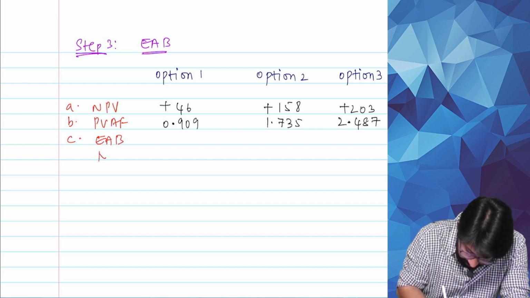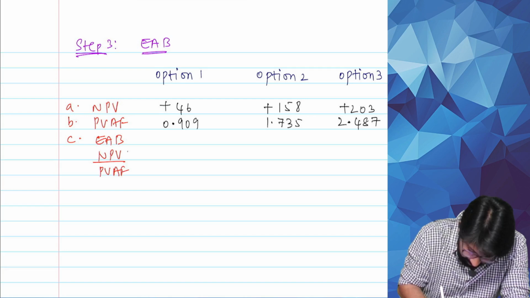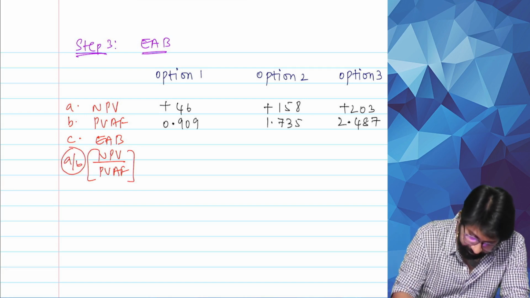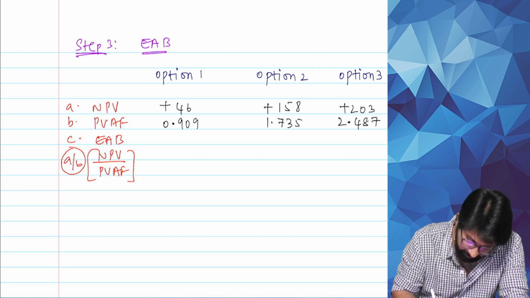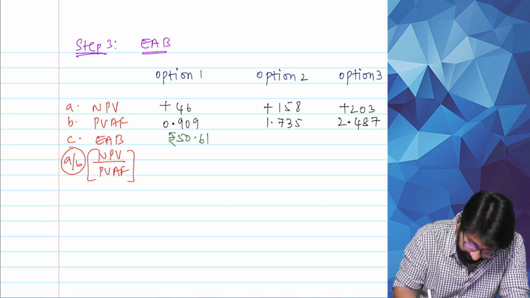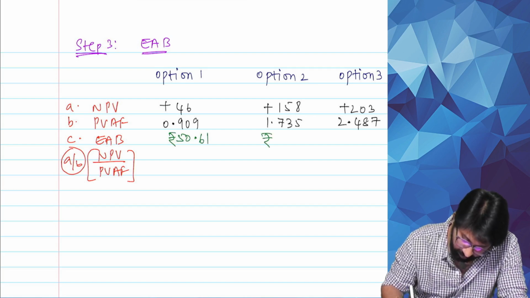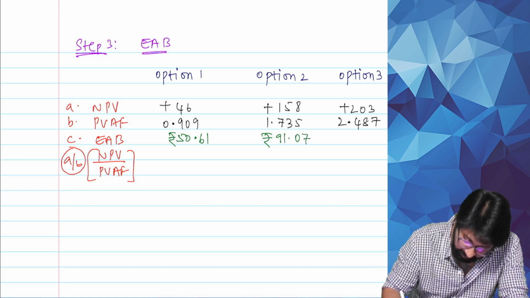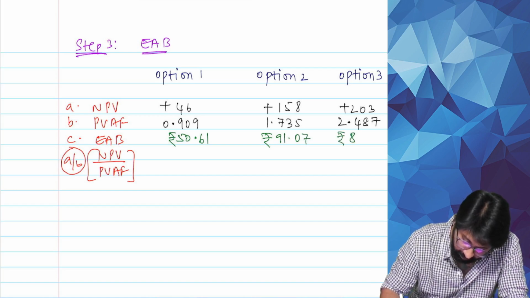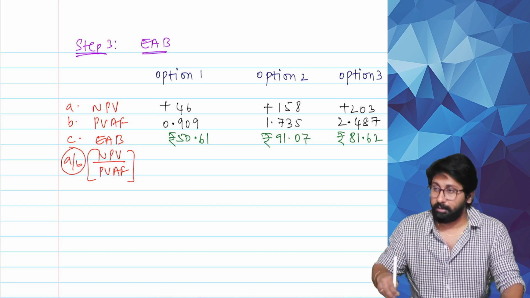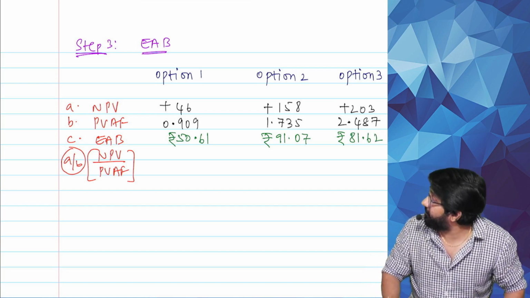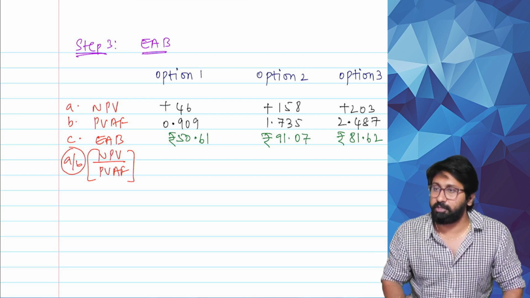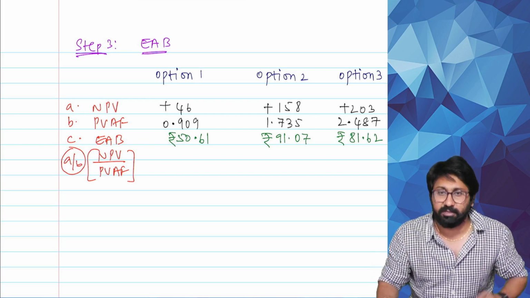C. EAB: NPV divided by PVAF, which is A by B. Tell the final answer first. 50.61, 90, 0, 81.62. On a per annum basis, where are you getting a higher value, first option, second option or third option? Second option. Therefore, it is advisable to replace the machine at the end of the second year.